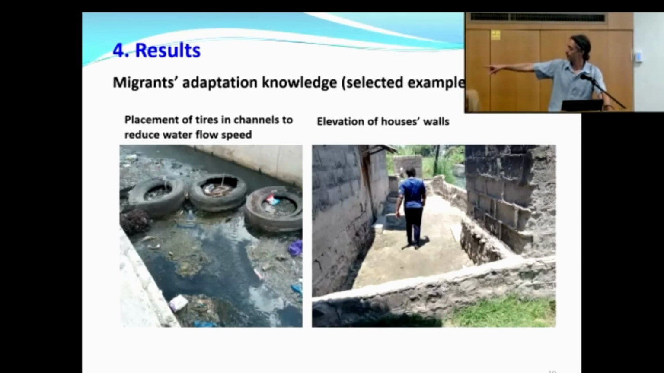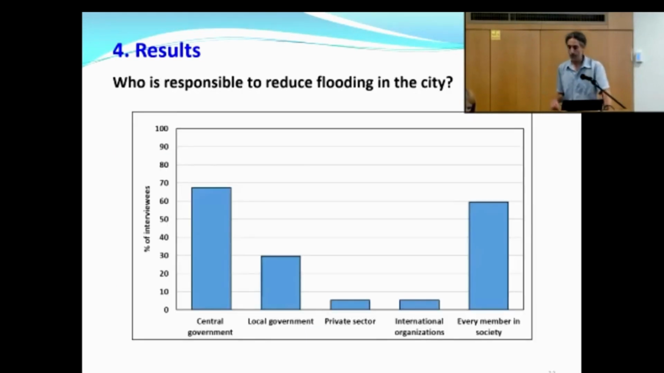Another thing that they do is elevate the walls of houses to prevent flooding from coming into the house. Again, to what extent this can be used, I don't know. And then we asked them, okay, you've mentioned that there are certain resources and capabilities that you can use. So who's supposed to do that? And here we had quite an array of answers. They could give more than one answer.